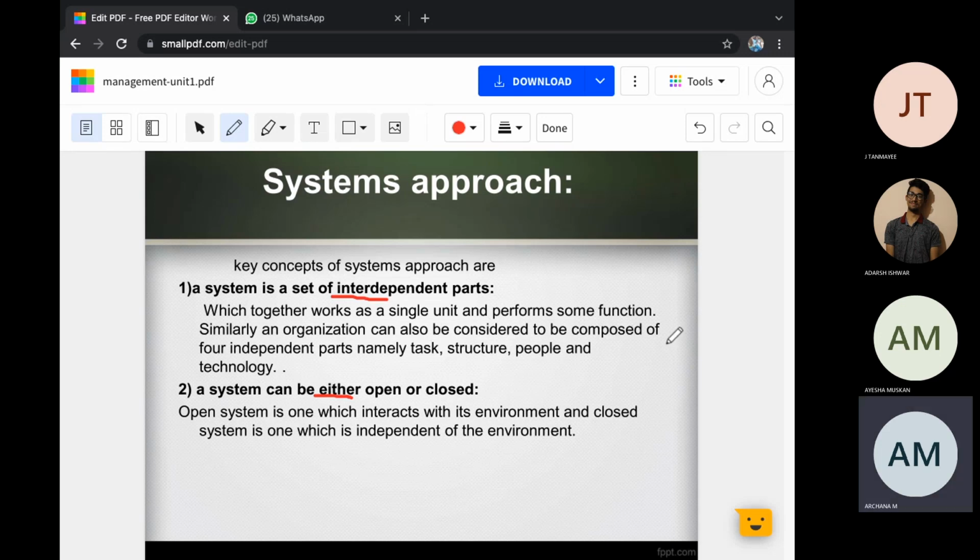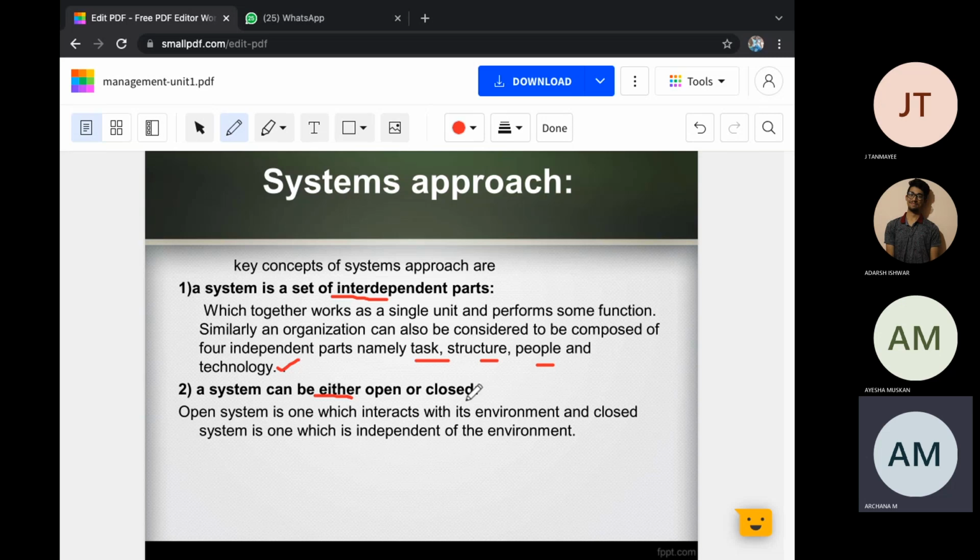Similarly, an organization can also be considered to be composed of four interdependent parts: task, structure, people, and technology. They say to keep all of them separate and not mix them together. But nowadays, only when everything is mixed together will you get a good output. People cannot work in a company without technology, right? If a task is not given, people cannot work. They said task is entirely different from technology. But nowadays, when you assign a task, without technology you cannot work. Nowadays, management is entirely different from this.